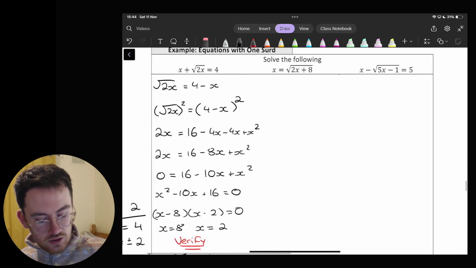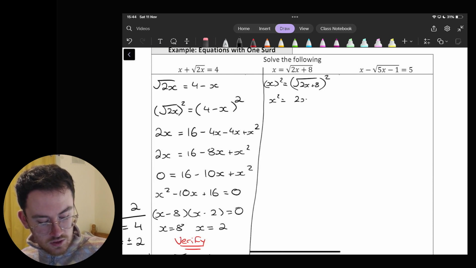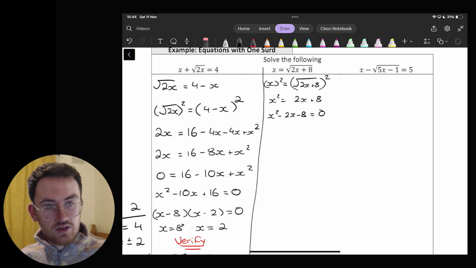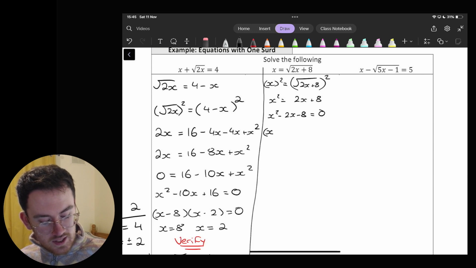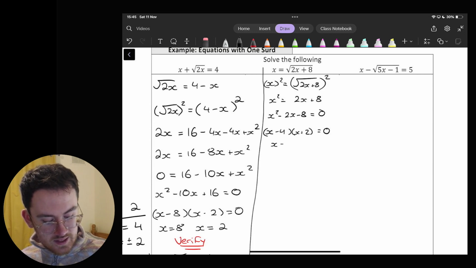Let's just look at another one or two of these examples. So if we look at this next example here, we only have the square root on its own, it's already on one side on its own. So nice and straightforward, we're just going to go straight with squaring both sides. x squared equals 2x plus 8. Bring everything to one side, so minus 2x minus 8. So again, two numbers that multiply to give me minus 8, but add to give me minus 2. So that's just going to be minus 4 and plus 2. So I get that x is equal to 4 and x is equal to minus 2.